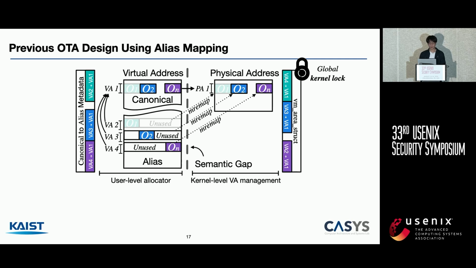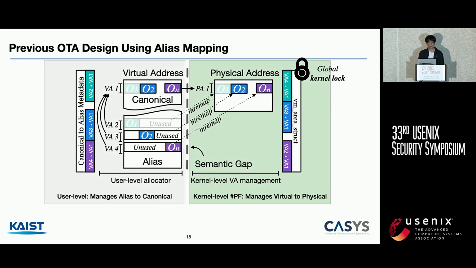To address this, let's quickly review the overall design of a traditional one-time allocator. As mentioned earlier, the previous approach relies on the system call to synchronize user-level metadata with the kernel. We can classify the design into mainly two parts. The first component, user-level, manages the alias to canonical virtual address mappings, while the kernel manages the virtual to physical address translation in the page fault handler.